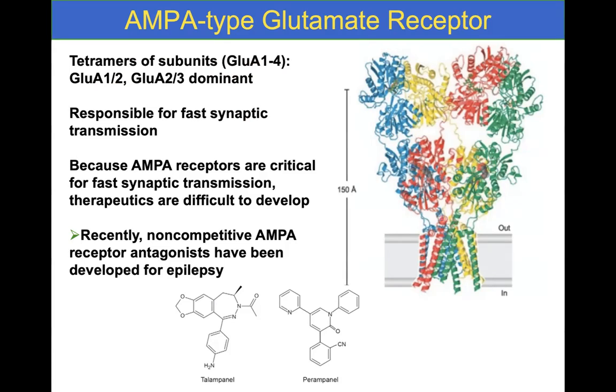Because, and I guess I didn't mention this, as I mentioned, AMPA receptors are important for excitatory neurotransmission. So it's been difficult to develop therapeutics against the AMPA receptors for things like epilepsy, which is due to excessive excitatory neurotransmission, because this is important for our baseline activity, right? We wouldn't want to inhibit our baseline activity. However, there have been a couple of non-competitive AMPA receptor antagonists that were developed.